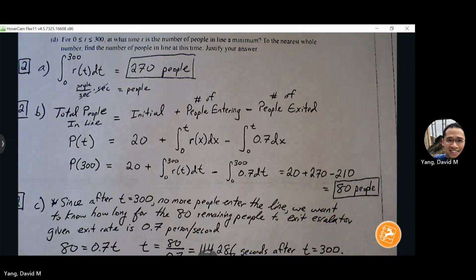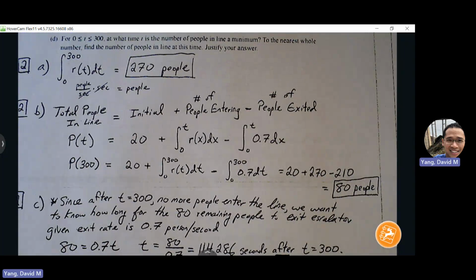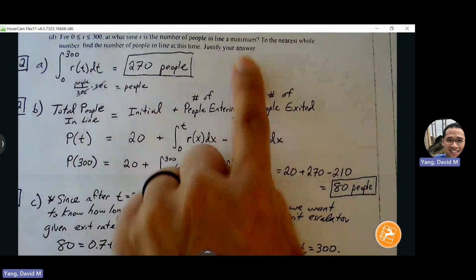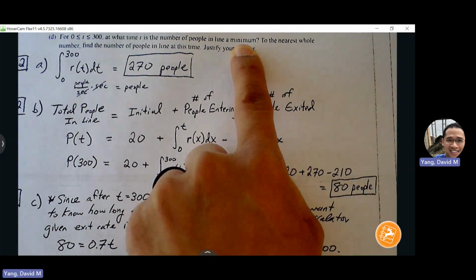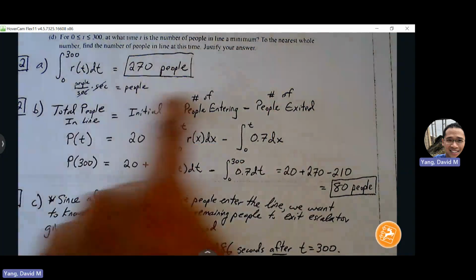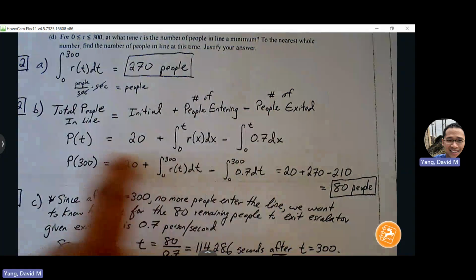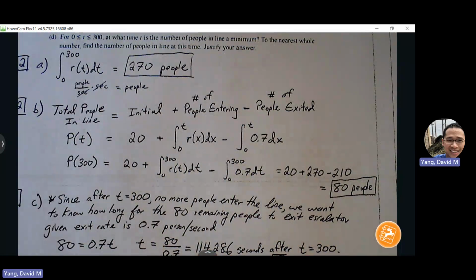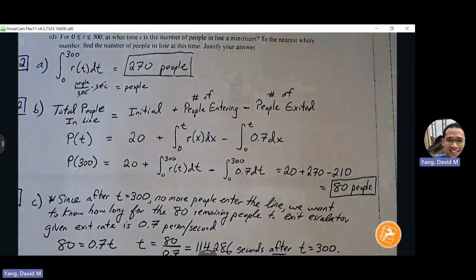Part D, between 0 and 300 seconds, at what time t is the number of people in line at a minimum? That's an indication that we want to apply EVT, the extreme value theorem. Extreme value theorem says, start with your equation, find the derivative, set the derivative equal to 0, and find your critical points. Once you find your critical points, you test your critical points and your endpoints against your P of t equation and see which one produces the smallest value.